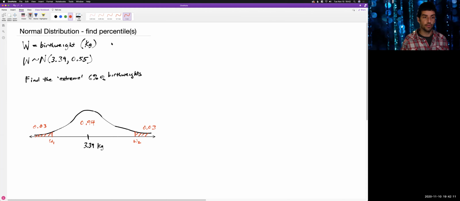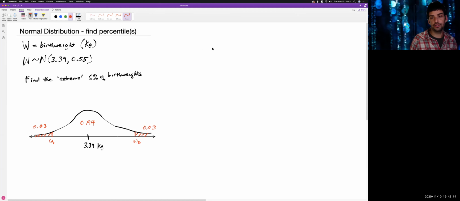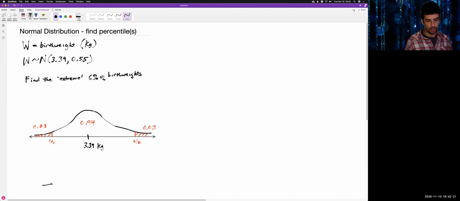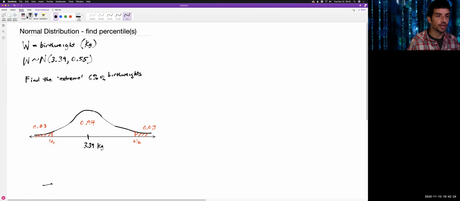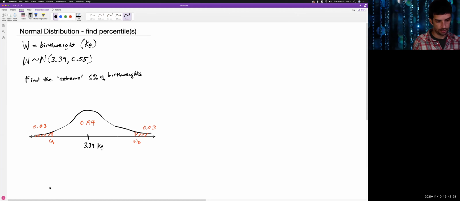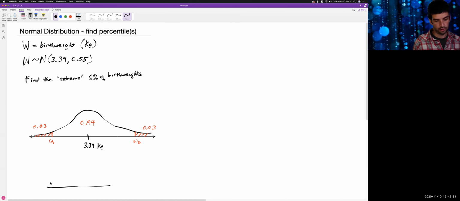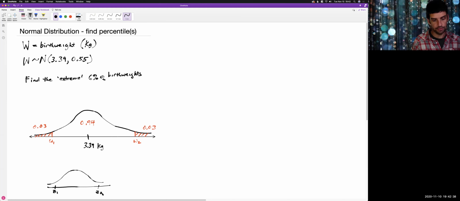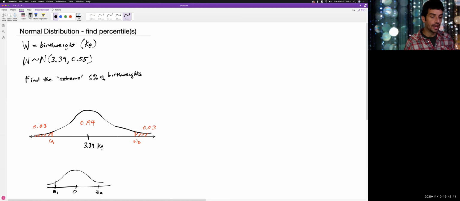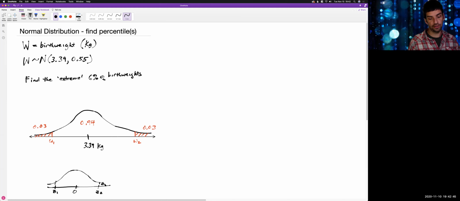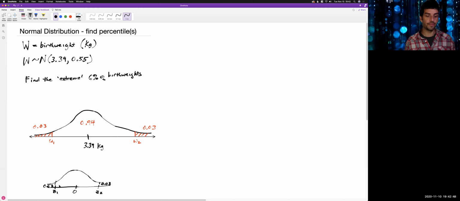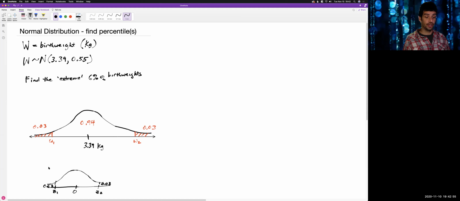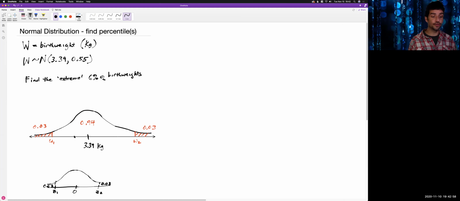Okay, so how are we going to do this? Here's the idea. We are going to go to the standard normal curve. I'll just sketch right below. We're going to go to the standard normal curve, and we're going to find two z-scores. I'll call them Z1 and Z2. This is my standard normal with a mean of 0. And what I want to be true about these two z-scores is that above and below them, we have 0.03 of the area. In other words, Z1 is the z-score for W1.